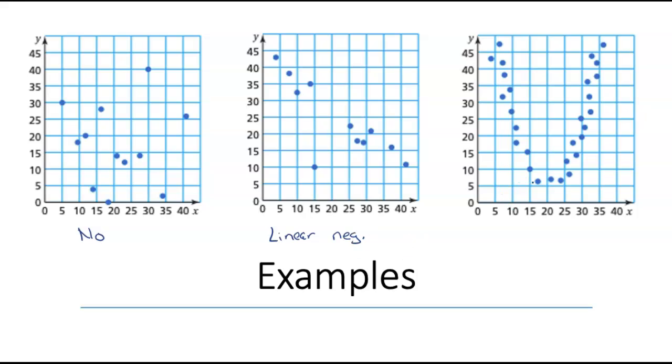And then we look here. Well, that's not making a line. What is that making? That's making a parabola or a U. So we would call this nonlinear.